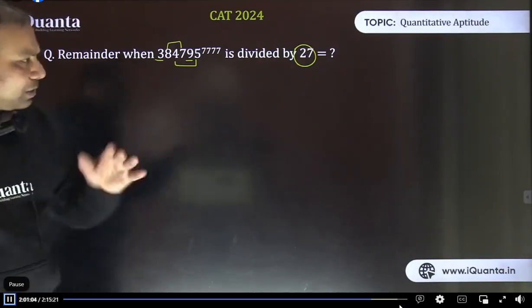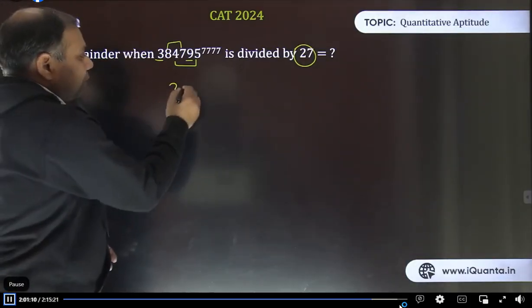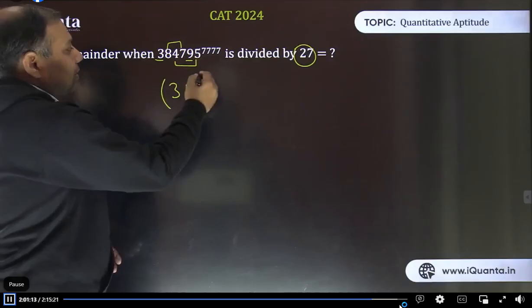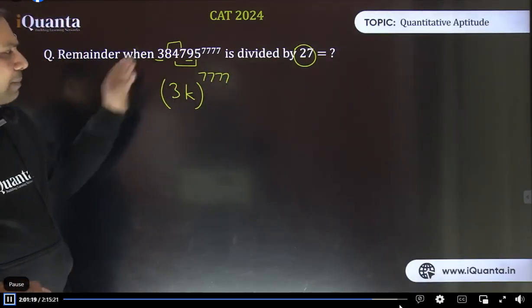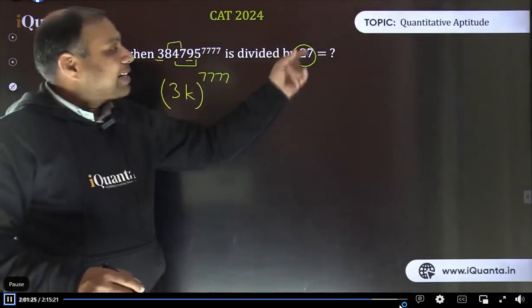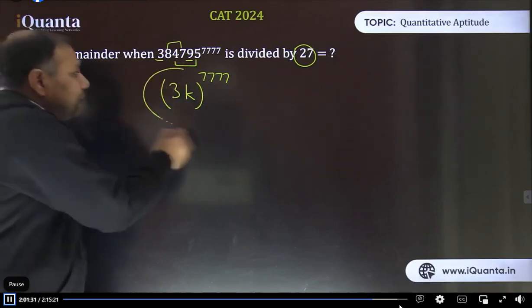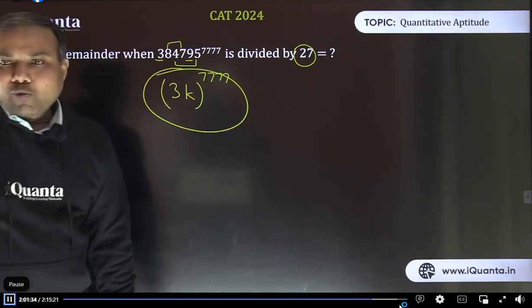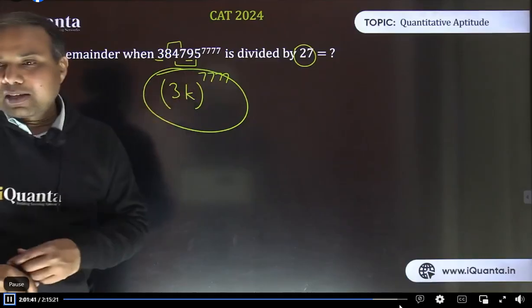If I take 3 only, if you saw only 3, let's take 3 for one time. So this number is a multiple of 3, right? This is 3k raised to power 7, 7, 7, 7. This number is at least a multiple of 3. Okay, it will be a multiple of 9 also, it's okay. But you saw 3, that's why. So if this is 3k raised to power 7, 7, 7, 7, I want to divide it by 27. Can you think one thing? Will this number, this whole number, be divisible by 27 or not? Is this number divisible by 27 or not?